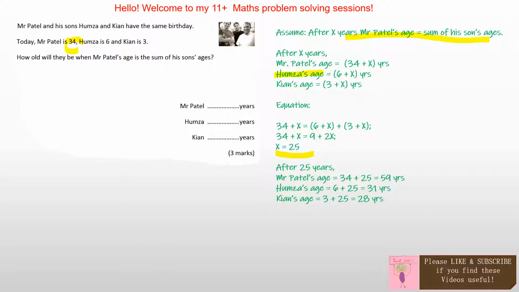and we solve for x and we get 25. So after 25 years, Mr. Patel's age is going to be 59 years, and the son's age is going to be 31 years, and the younger son's age is going to be 28 years. We are adding 25 to their current ages. Okay, so that is what the question is asking, I believe. How old will they be? Yeah, so we are asking for a future age. So yes, that is the way to do it. Okay, so moving on to the next question.